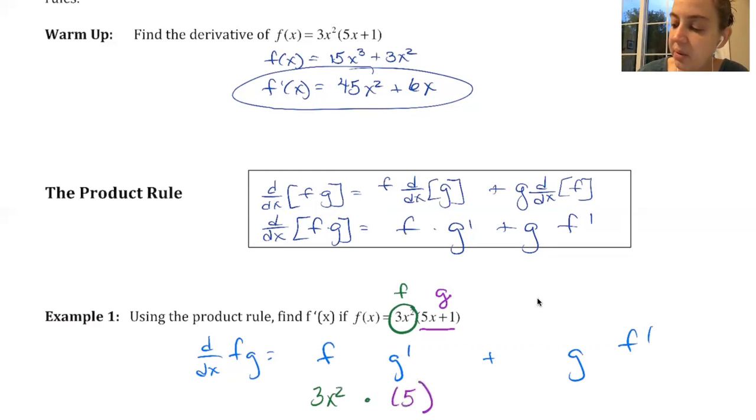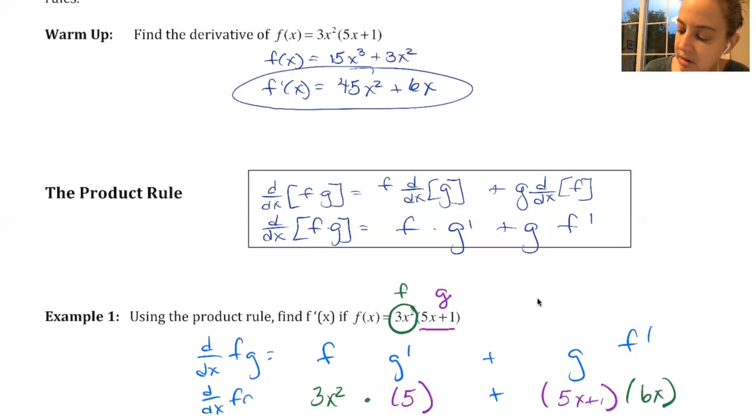Remember, we use that power rule everywhere. g is 5x plus 1. We just write it in as is. And f prime is the derivative of the first term. The derivative of 3x squared is 6x. All right, that, my friends, is the calculus step. Anything beyond that is going to be the algebra.